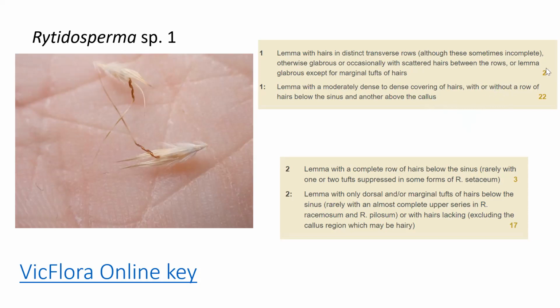Okay, so step 2: lemma with a complete row of hairs below the sinus. So no, we don't have that. So we go to step 17. Also, I'd recommend when you're doing wallaby grasses, hop into the bracketed key. Just have a look at that.